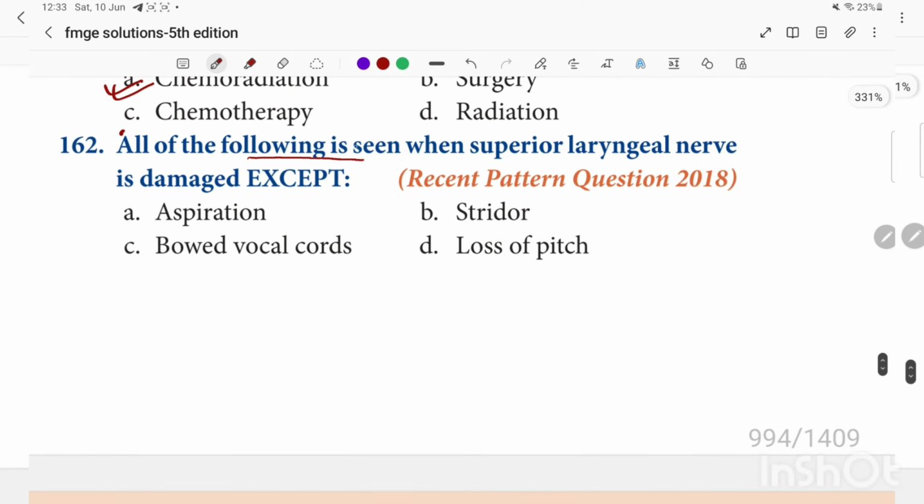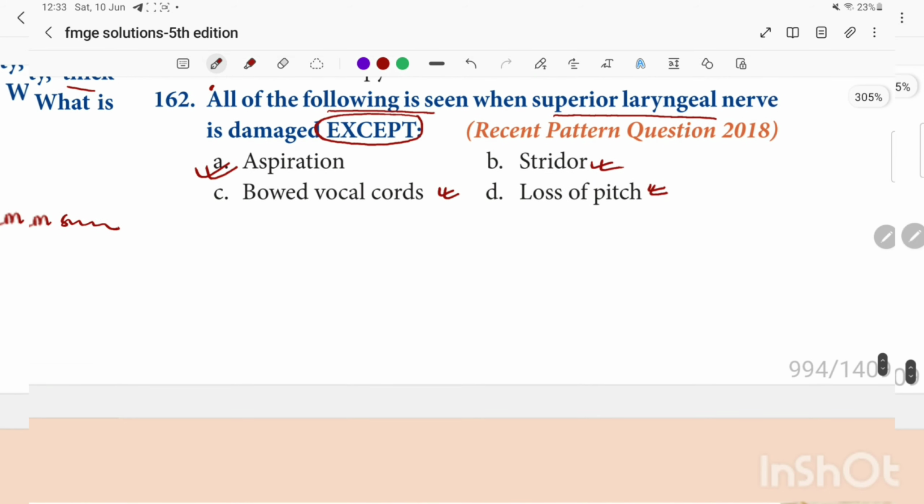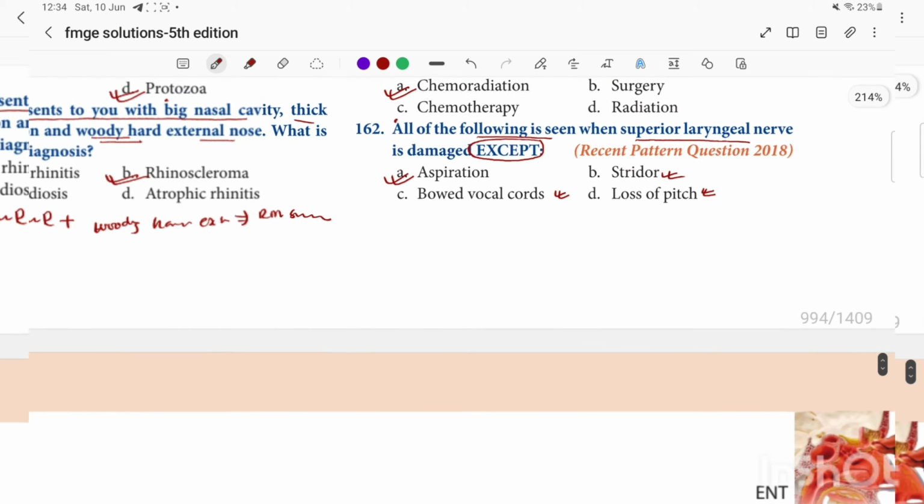All of the following are seen in superior laryngeal nerve damage except aspiration. Stridor, loss of pitch, and bowed vocal cord are seen when the superior laryngeal nerve is damaged. Aspiration is not seen when the superior laryngeal nerve is damaged.